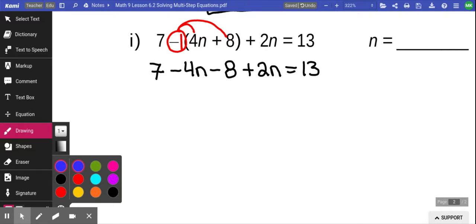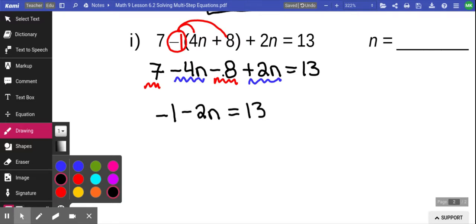After I multiply brackets, I collect like terms. I have a few like terms here. I have n's, which are like terms. I also have constants, which are like terms. So I'm going to add the 7 and the negative 8 to become negative 1. I'm going to add the negative 4n plus 2n to become negative 2n equals 13.